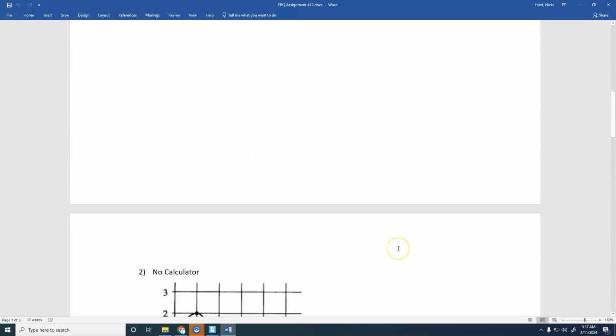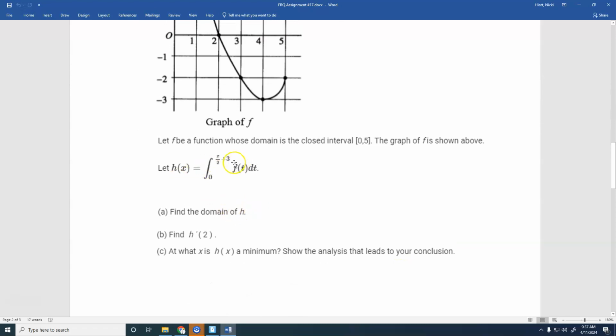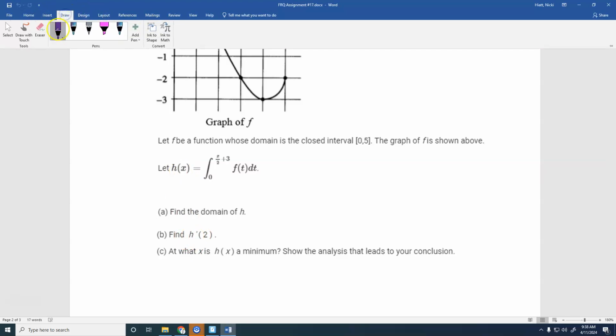Let me just remind you real quick of one thing on this one, though. If you take the derivative of h, part B is going to ask you to find h prime of 2. If you take the derivative of h, let's do this one little thing. What's the derivative of h going to be?